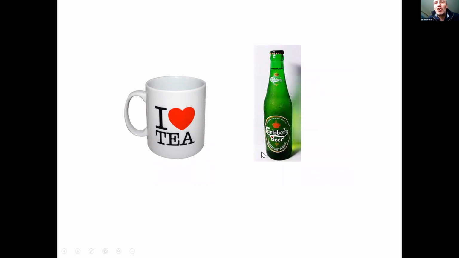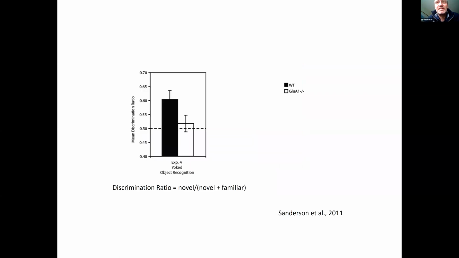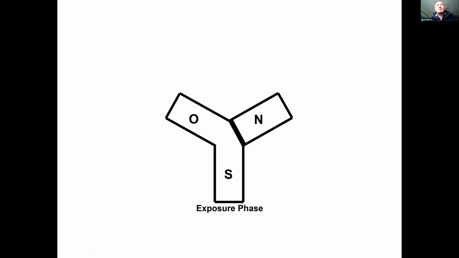And what you'd expect is that a normal animal would spend more time looking at the beer bottle than looking at the I Love Tea mug, because they've habituated already to the I Love Tea mug. They don't need to spend more time paying attention to this because they already know about it. Now, of course, Carlsberg don't do behavioral neuroscience, but if they did, the data would look like this. You get a nice novelty response in the wild types, but in the GluA1 knockouts, they're at chance. So they fail to recognize the familiar stimulus as familiar, and they keep exploring both stimuli to a high degree and show no preference.